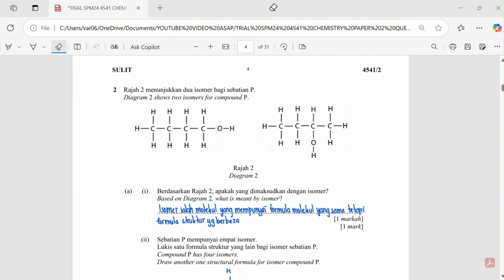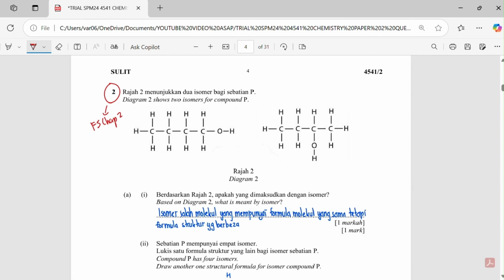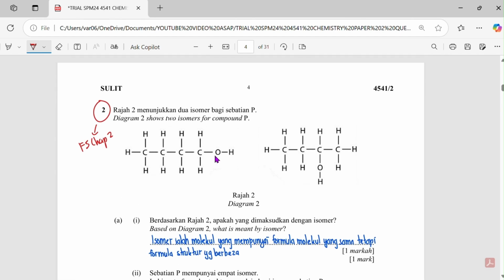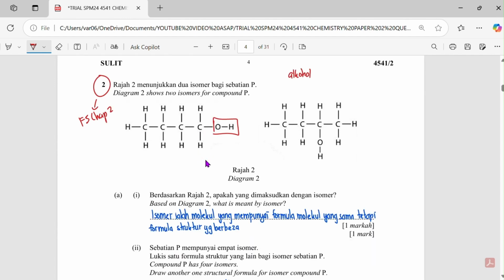So question number 2 involves form 5, chapter 2. Okay. Rajah 2 menunjukkan dua isomer bagi sebatian P. Based on this diagram, you can see kumpulan hydroxyl sebagai kumpulan berfungsi. So this is definitely alcohol. And since there's 1, 2, 3, 4 carbons, this is butanol. Alright.